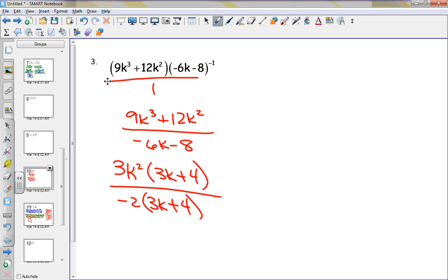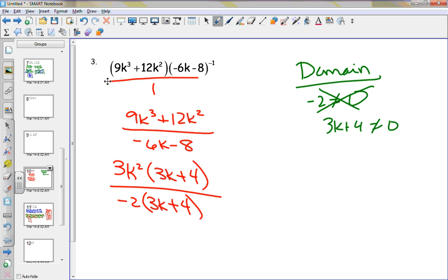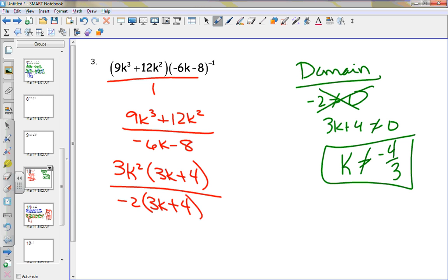Now, how many letters do I have in my denominator? One. Can I do domain restrictions? Yes. So what's my domain? Negative 2 not equaling 0 does not matter, does it? So 3k plus 4 cannot be 0, so what does k not equal? Negative 4/3. So now, from left to right, do I have a 3k squared in the denominator I can cancel out? No, I have a head to body attached together. So 3k plus 4 goes away. Then what am I left with?